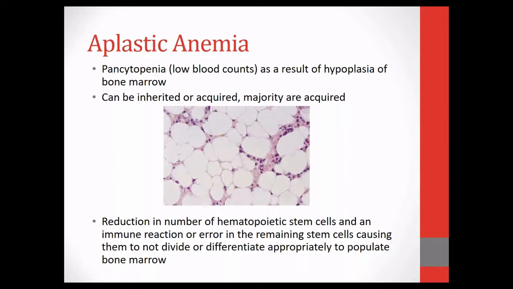Again, it is the reduction in the number of the hematopoietic stem cells, and it's an immune reaction or error in the remaining stem cells, which causes them to not divide or differentiate appropriately to populate the bone marrow. As we can see in the photo, our bone marrow is quite hypocellular, meaning that there are fewer cells, and it's mostly made up of fat cells.